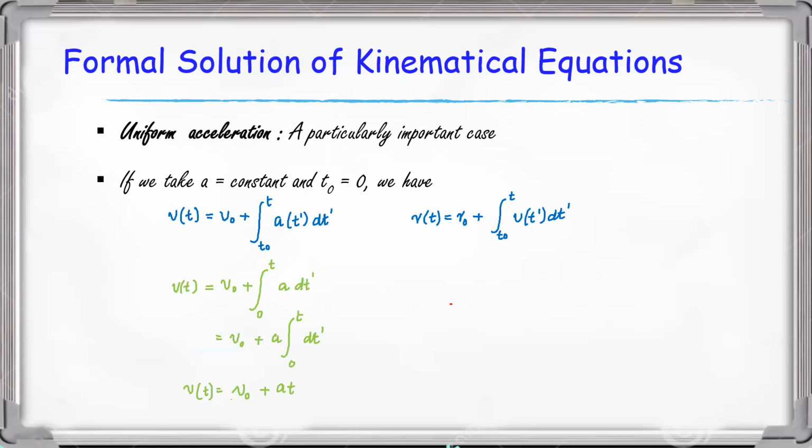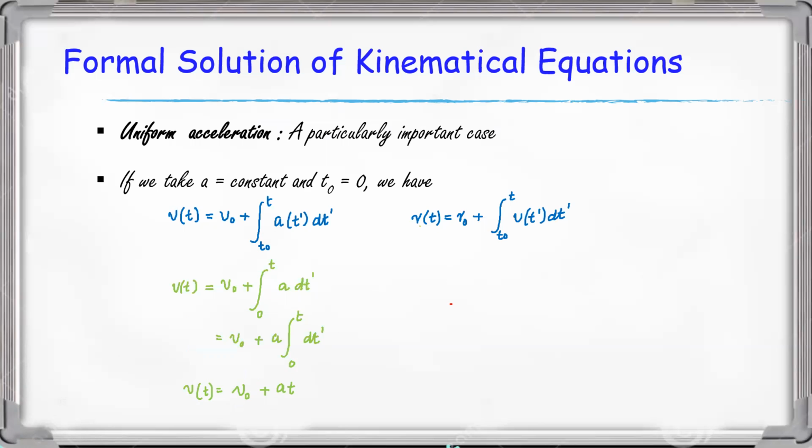In plus 2 classes, we wrote v0 as u. Is it familiar to you? v is equal to u plus at, isn't it?